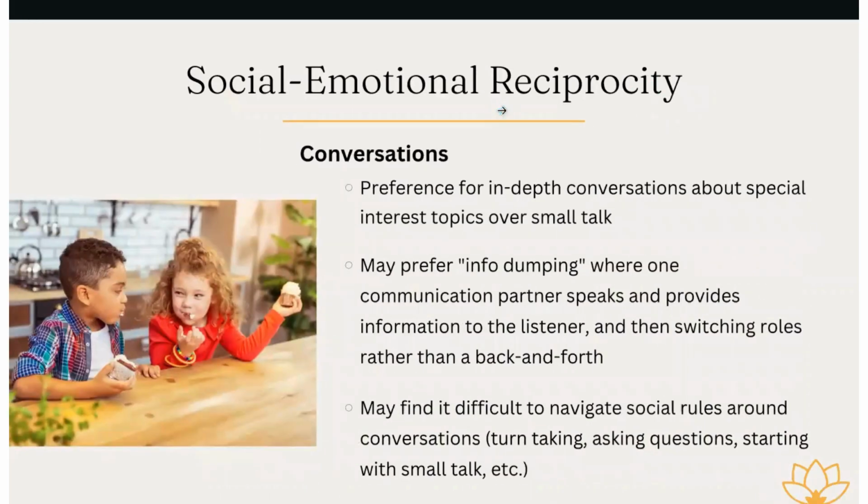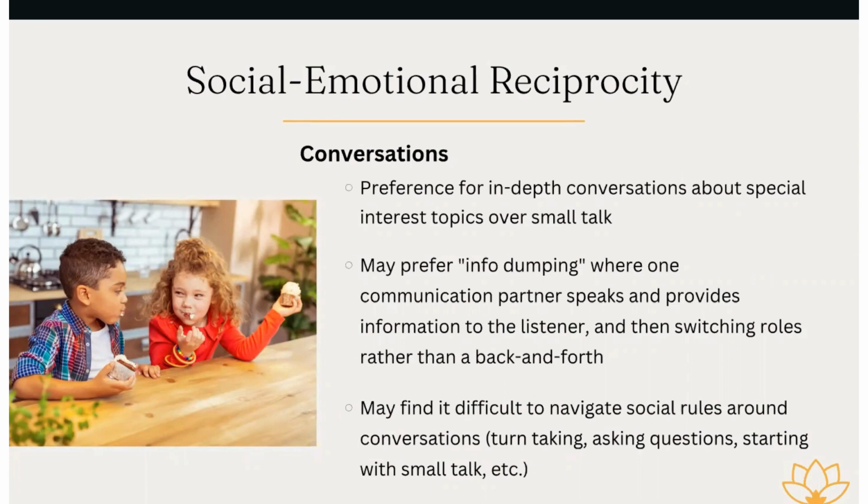So social emotional reciprocity also includes conversations. Individuals on the autism spectrum may have a preference for in-depth conversations about special interest topics over small talk. A lot of individuals have special interests, which we'll discuss later in the restrictive repetitive domain, right? They might have a passion about a specific topic or activity, and they might really enjoy communicating and sharing those interests with others, whereas they may not prefer to engage in small talk conversations.